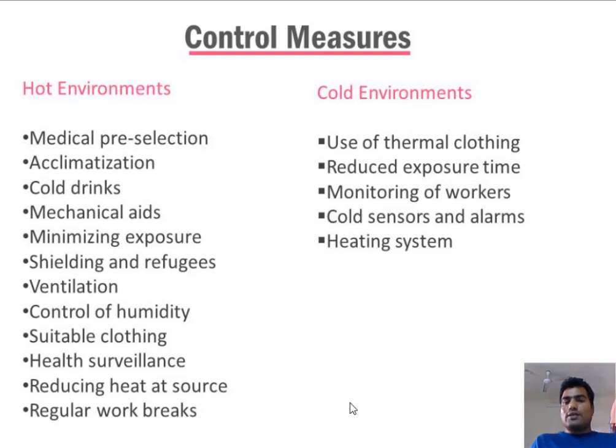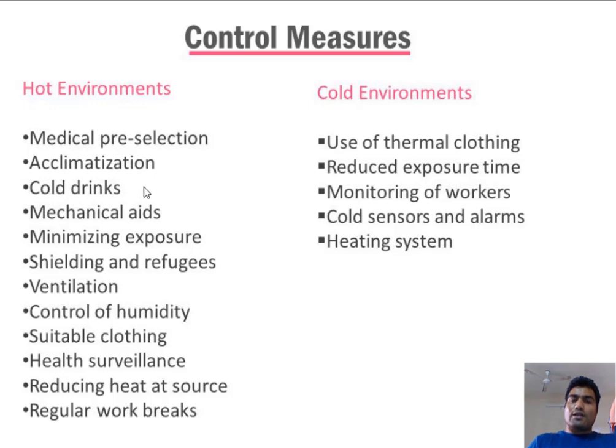What control you should take in the hot environment, and what control you should take at the time of cold environment, we will discuss here. The control measures for hot environment we are going to study. First of all, the first point is medical pre-selection. That means before appointing any person for your work, medical pre-selection is required. In Gulf countries and also in India, a lot of companies require pre-selection medical.